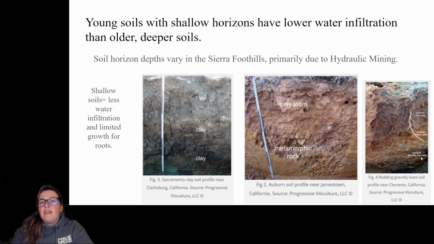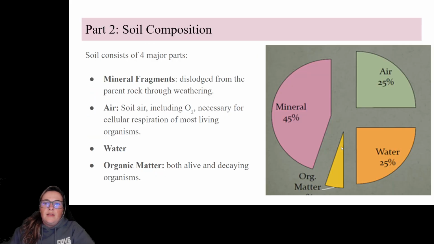So ultimately the big takeaway is if you have really shallow soils, you have less water that can infiltrate, right? And then you have limited space for your roots to grow. So it's ultimately not ideal for most agriculture products. Okay, that's an overview of soil profiles and horizons. Now we're going to move into soil composition.